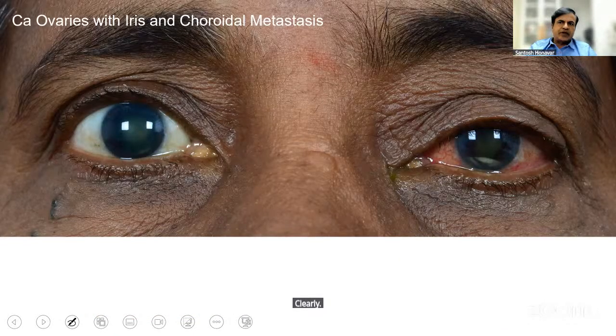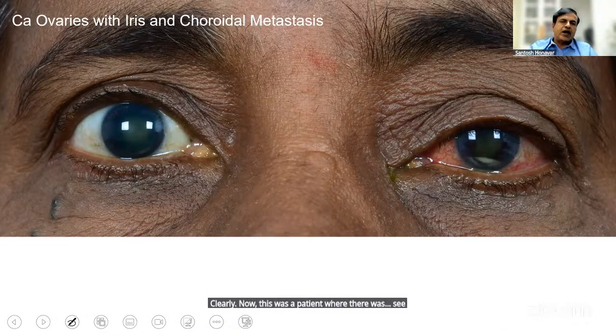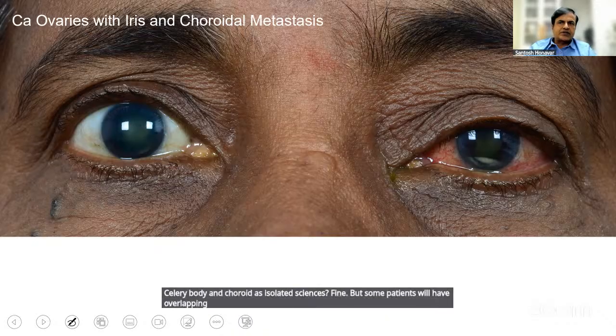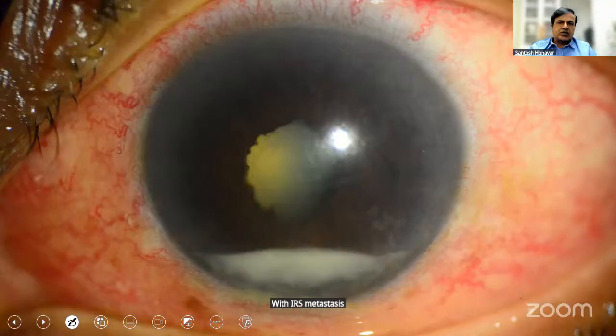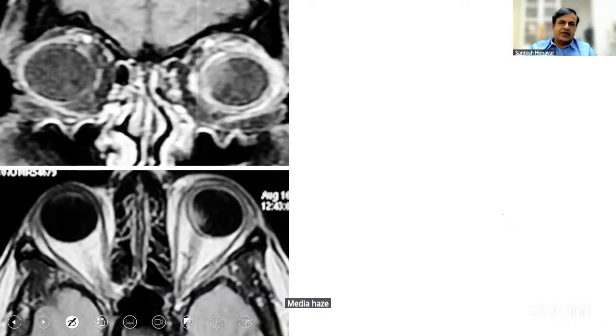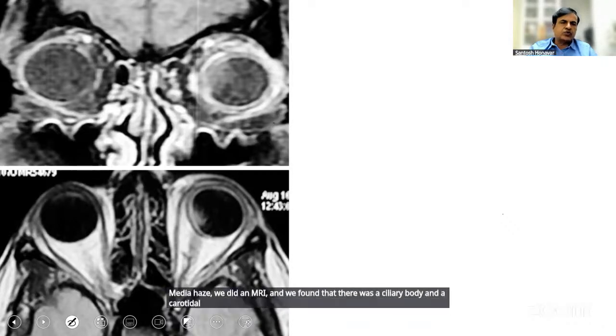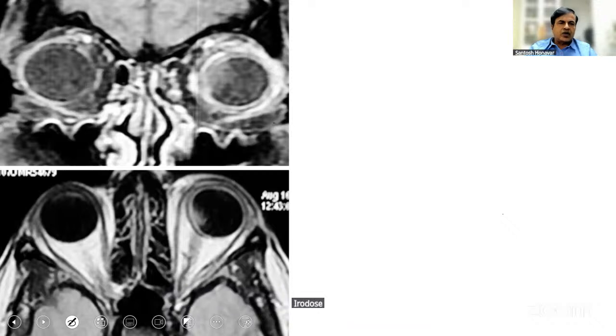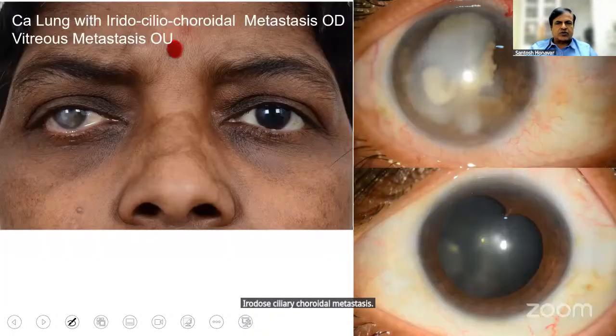Now, this was a patient where there was, see, iris, ciliary body, and choroid as isolated sites, fine. But some patients will have overlapping metastasis. This was a patient with carcinoma ovaries with iris metastasis, as you see here, and also choroidal metastasis. Since there was media haze, we did an MRI and we found that there was a ciliary body and a choroidal mass as well. So, this was iridociliary choroidal metastasis. So, that is possible, overlapping.